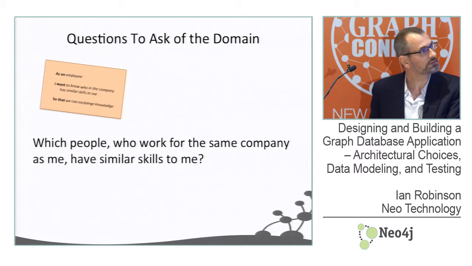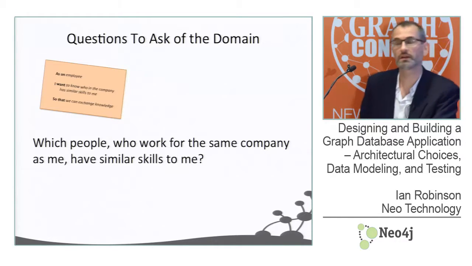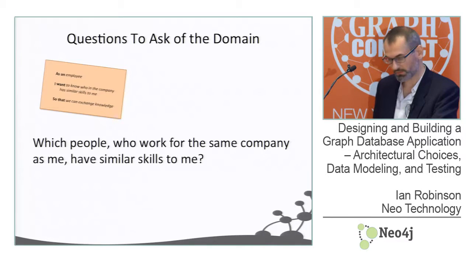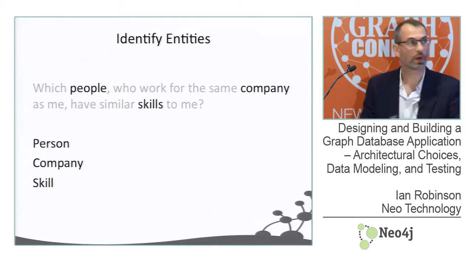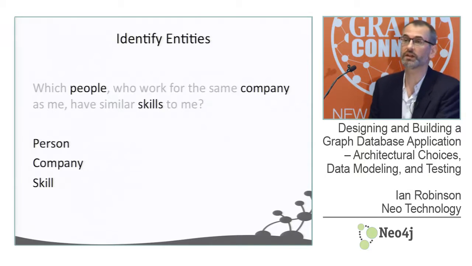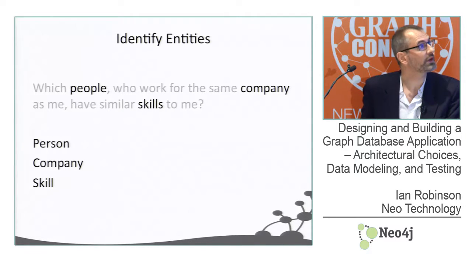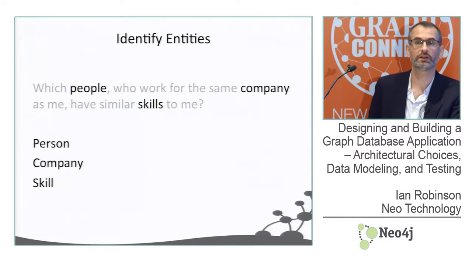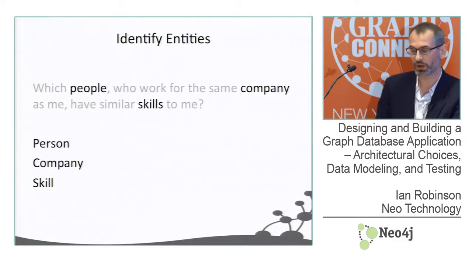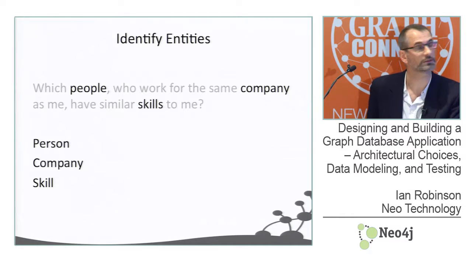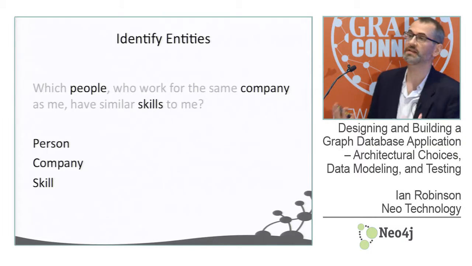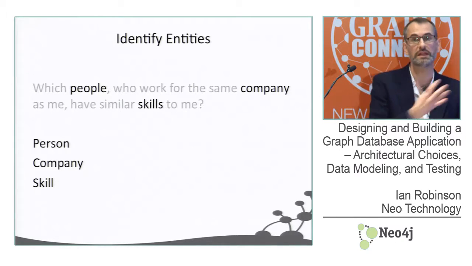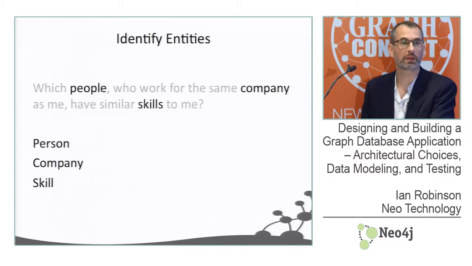So, which people who work for the same company as me have similar skills to me? Now once I've got that question, I can begin to identify some of the things that I'm interested in, some of the things in my domain that are of interest to me. So I've got people, companies, and skills, or in the singular, person, company, and skill. These are some of the entities in my domain that are particularly important to me when I'm developing an application to satisfy this story or to meet this goal.